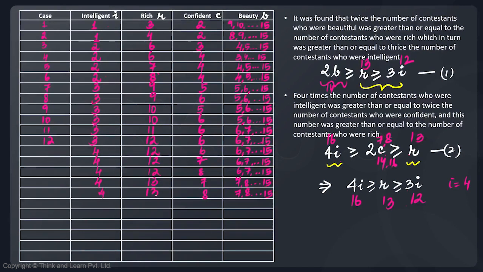So this is 4, 13. Next, what if we make R move to 14? So when R becomes 14, all the cases still make sense as the previous one, right? So this is 14. So C could be 7 or 8. And accordingly, B is going to be from 7 onwards up to 15, and then 7 onwards up to 15. So this is 4 and 14. This will make sense.